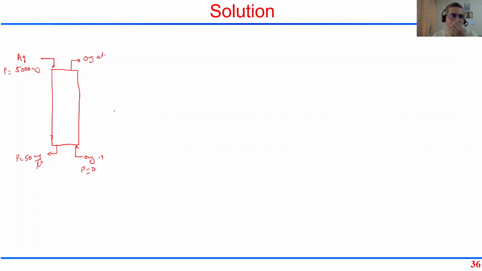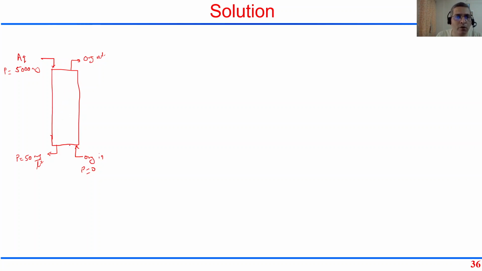Organic phase coming in, P is 0, and organic phase going out. Now first thing that we need to decide in a spray column is which phase are we going to disperse in what. So are we going to have organic phase through the nozzle and then drops of organic phase are going to rise upwards, or are we going to have the aqueous phase being dispersed and drops of the aqueous phase falling downwards?